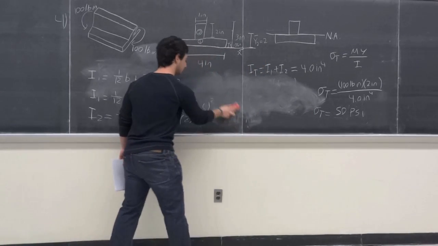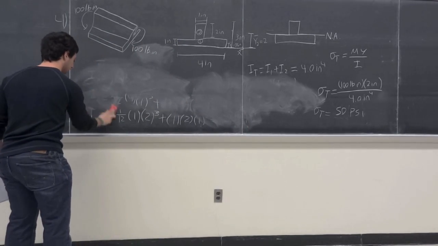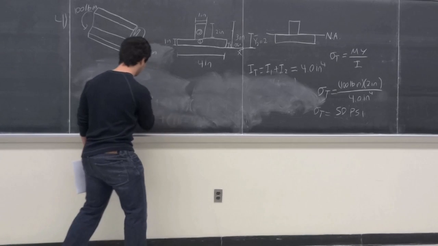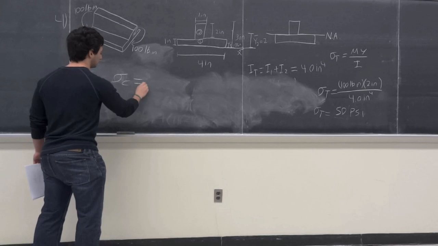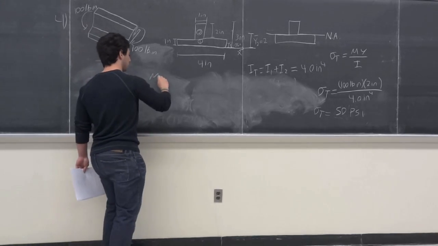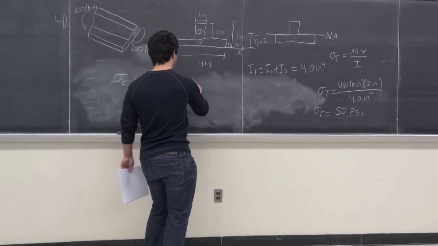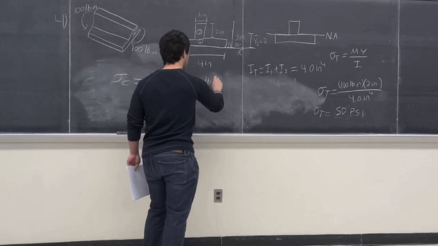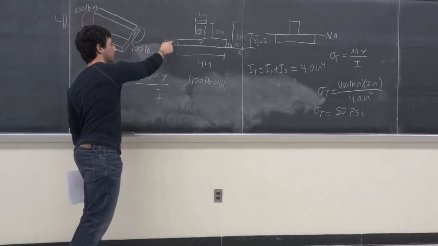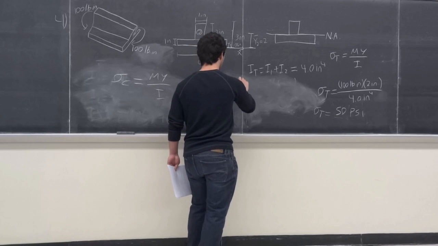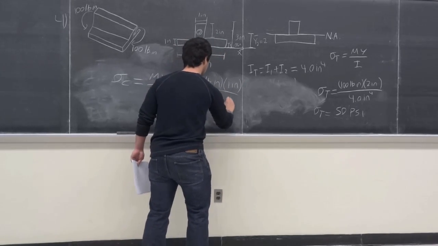So I'm going to erase this. So now sigma, I'll call it C for compression. It's also My over I. Remember, this is the total moment of inertia. So this is 100 pounds times an inch multiplied by y. The distance y in this case now is what? 1, exactly. 1 inch over the total moment of inertia, which is 4.0 inches to the 4th.